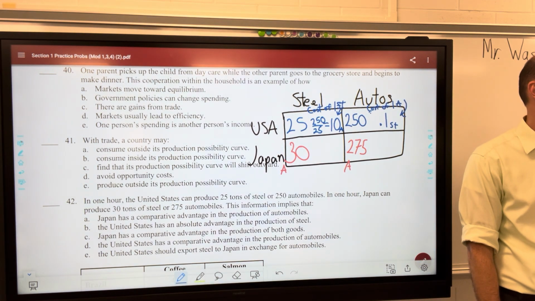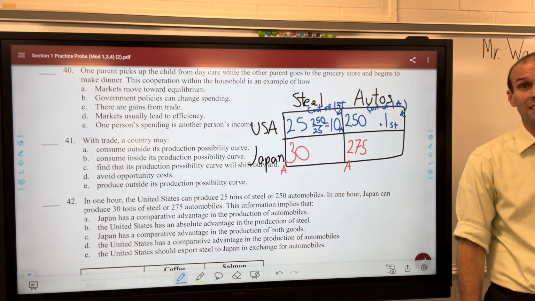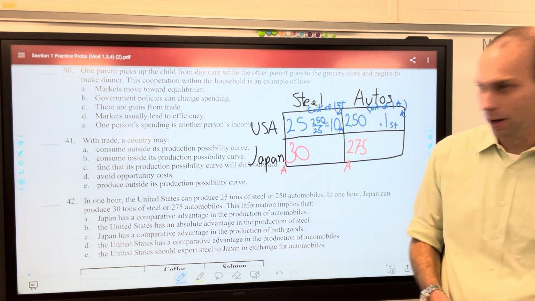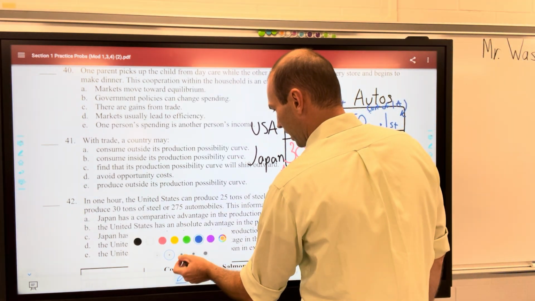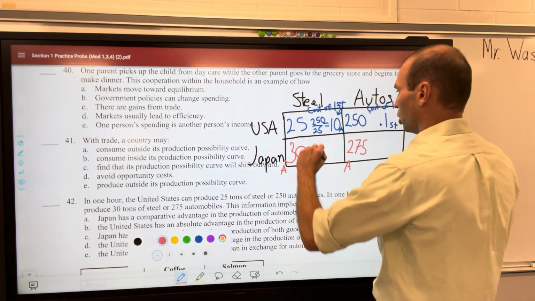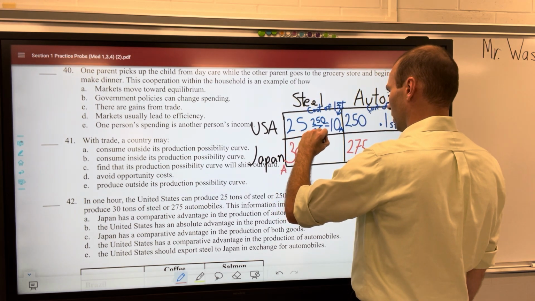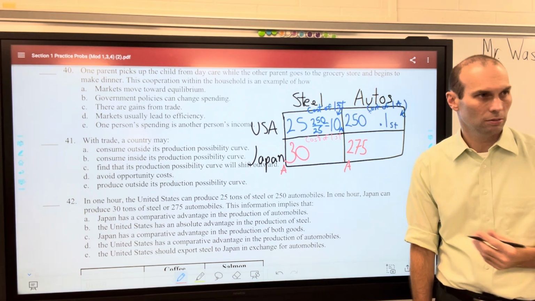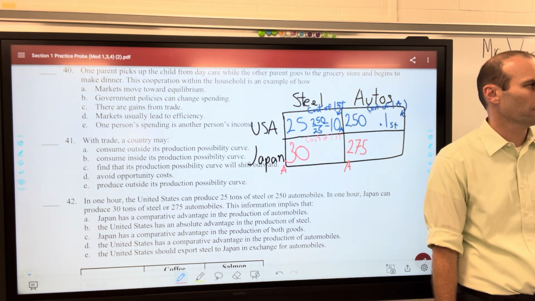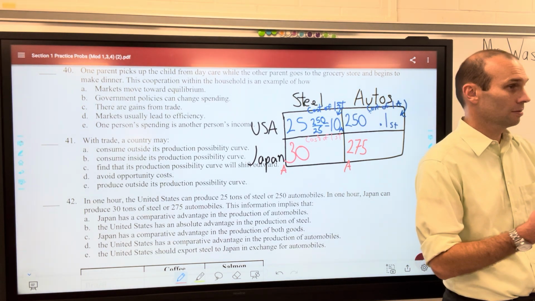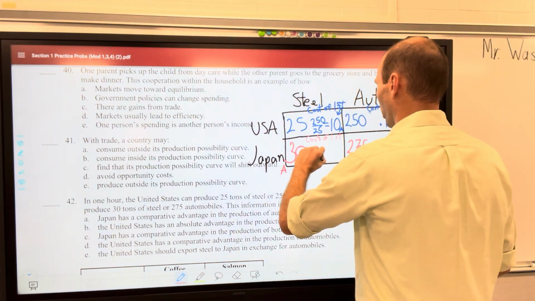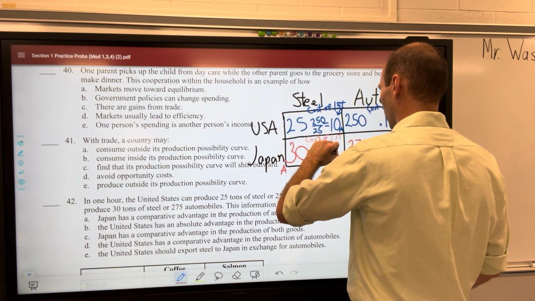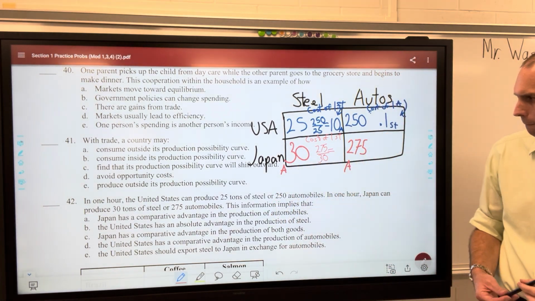Cool, I did it for that country. What do we now have to do? Since it's comparative advantage, we need something to compare it to. Okay, cool. So let's go ahead and do it for Japan. So we'll put cost of 1 steel, and we have 30, and we put 275. Which one goes on the bottom? Because that's our base. So we put 30, and what do we put on top? And that equals what?